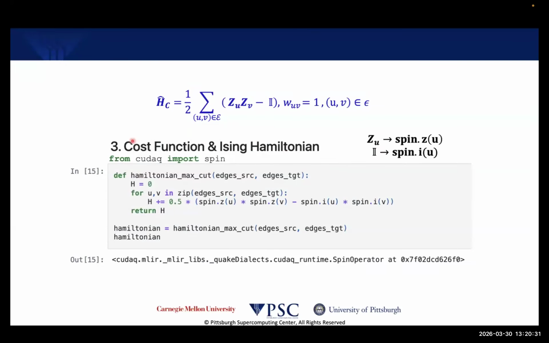So in terms of CUDA-Q, this is the cost Hamiltonian we want to encode, and here we have weight equal to 1 if they belong to an edge. The operator we want to load is the spin operator from CUDA-Q. We can see that for each individual edge of source and target, we are building this operator using the spin.z function here, and spin.I is the identity operator. And if you print the Hamiltonian, you can see that it's a spin operator.